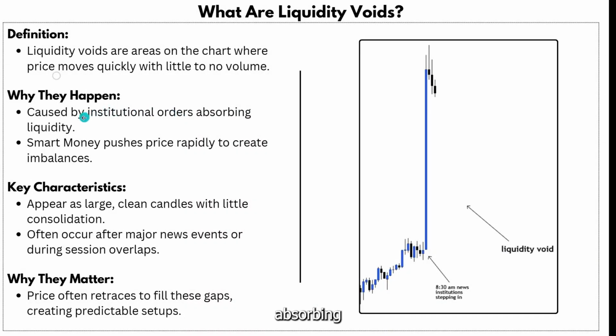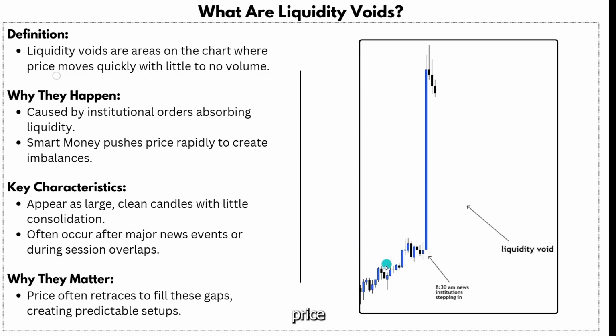Orders absorbing liquidity. Smart money pushes price rapidly to create these imbalances. Some key characteristics are that they appear as large, clean candles with little consolidation, so they often occur after major news events or during session overlaps. The main reason they matter is that price often retraces to fill these gaps, creating predictable, probable setups.